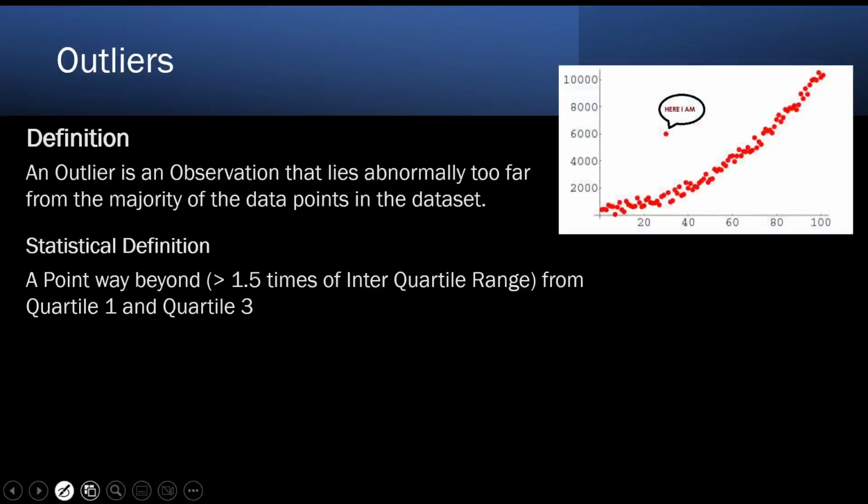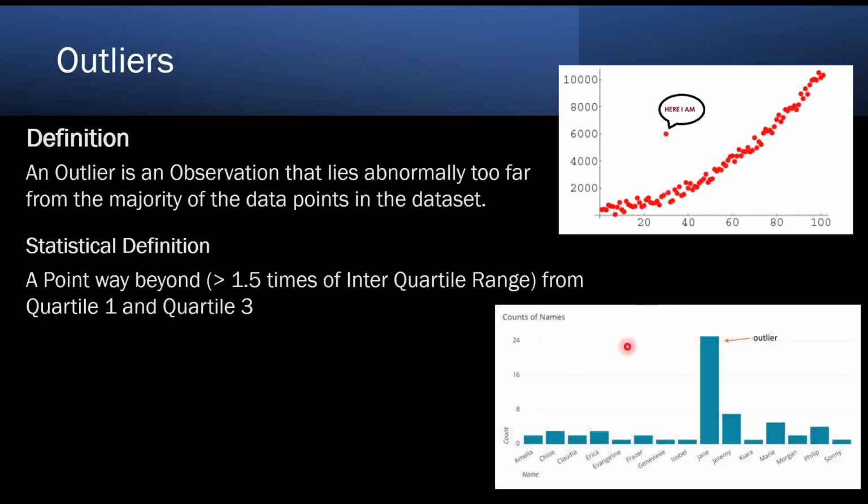So there is one particular point here. This is an outlier. All these points are following a pattern and this is not following a pattern. Again, in this bar chart, there are so many values for each and every person. Most of the values are below 8. There is one person, Jane, whose number is way beyond. It's 24. This is an outlier. Now let's try to understand more technical terms like interquartile range, quartile 1, quartile 3, all these things.